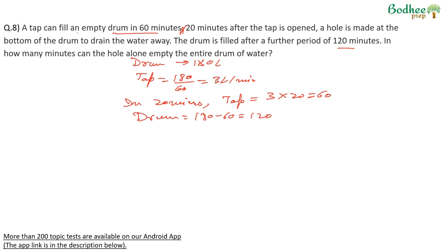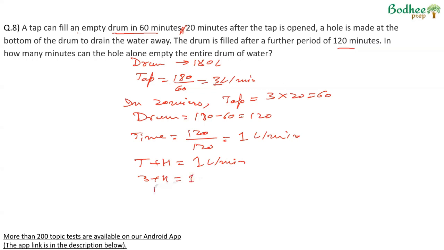Now for this 120 liters, we see that the time taken is 120 minutes. 120 liters filled in 120 minutes. That means 1 liter per minute is being filled because of the tap plus the leak. Hole at the bottom of the tank, the efficiency that is being achieved is 1 liter per minute. But we know that the tap fills 3 liters. Therefore, from here we see that the hole will empty 1 minus 3, that is 2 liters per minute. That is the efficiency of the hole.